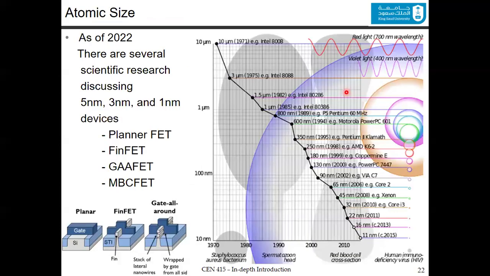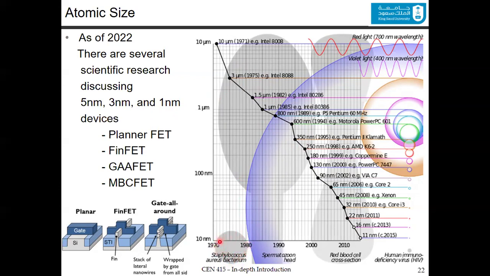We are actually reaching the atomic size. When we talk about the feature size, we said that it's reducing or going down throughout the years. So this plot is from 97 to about 2015. And there are several scientific research currently discussing less than 5 nanometer, which is up to 1 nanometer, as we said before. If you can see here, just to make sense of it, this is one bacteria size.